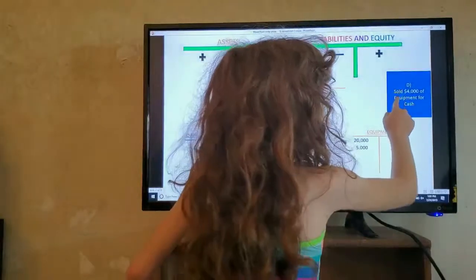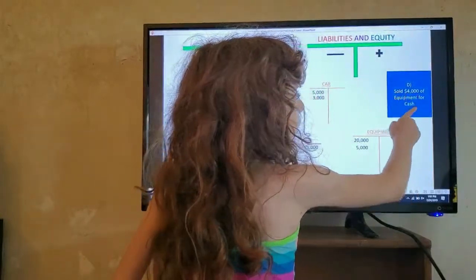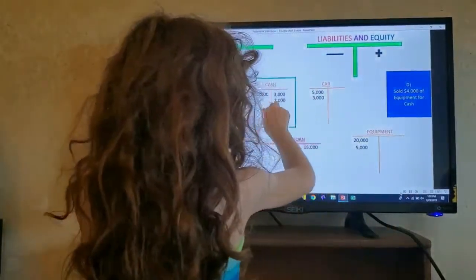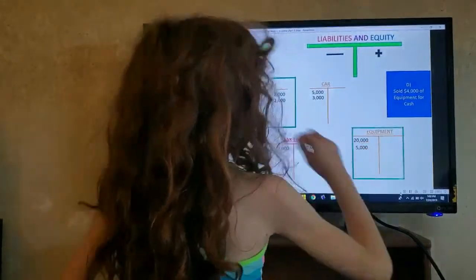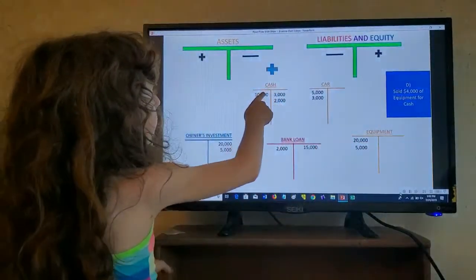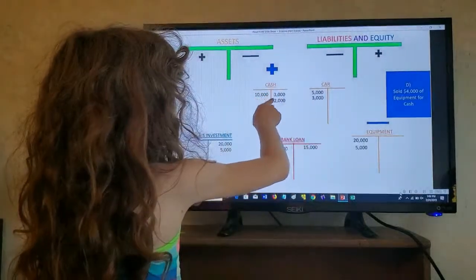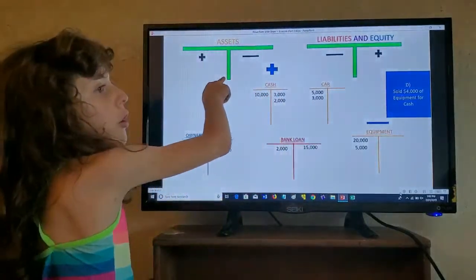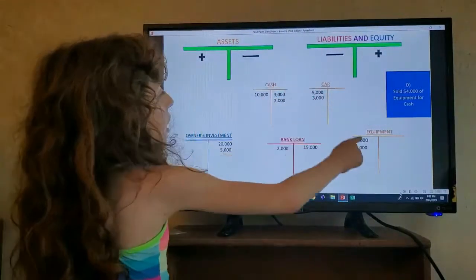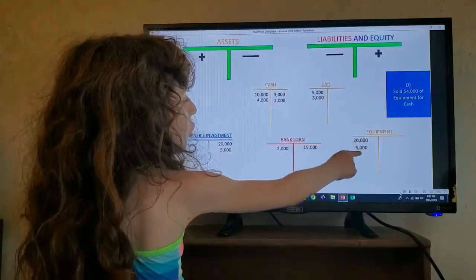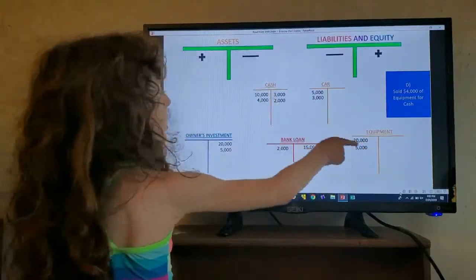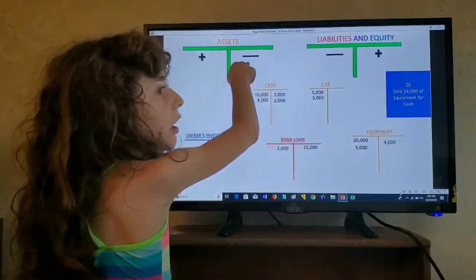Transaction D. Sold $4,000 of equipment for cash. Cash will go up and equipment will also change. You're getting more cash and your equipment is minus. Cash is an asset, so it has to be debit if it's plus. Equipment is also an asset, and if it's minus, it has to be a credit.